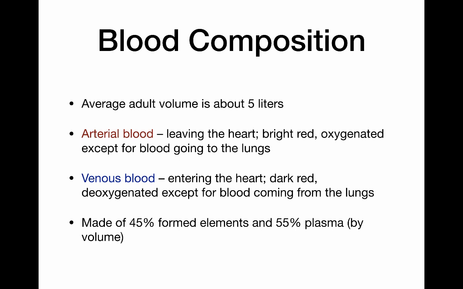As we've been discussing, the average volume of blood is about 5 liters, which is equivalent to the cardiac output measurement, where we pump our entire blood volume every minute. The arterial blood leaves the heart and it's oxygenated, so it has a bright red color. It's not oxygenated when it goes to the lungs, but that's a little bit of a different story. We'll talk about that when we do the respiratory system. But everywhere else, arterial blood is going to be oxygenated and bright red.